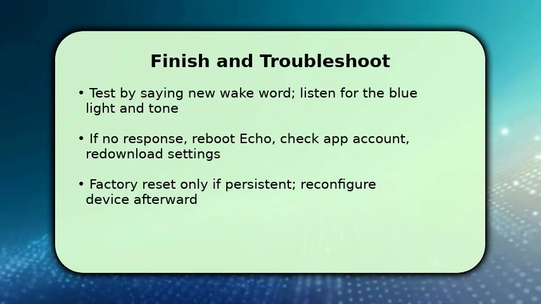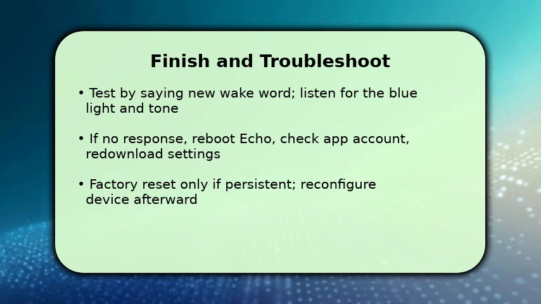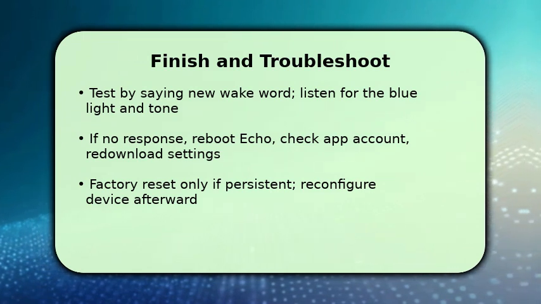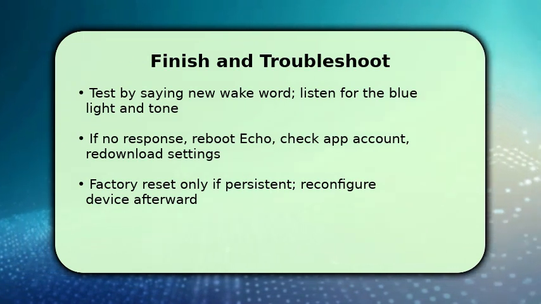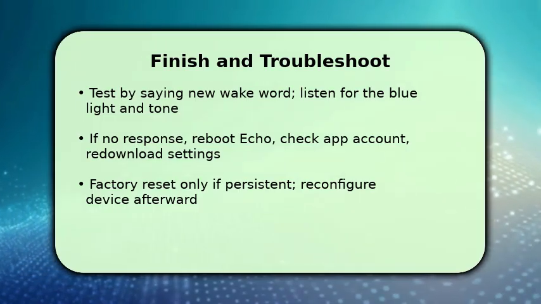Finish by testing the new wake word. Say it naturally and listen for the tone and blue ring. If it doesn't respond, make sure the Echo is online and the app shows the change, then reboot the Echo and the phone. Once rebooted, confirm the app still lists the new wake word.